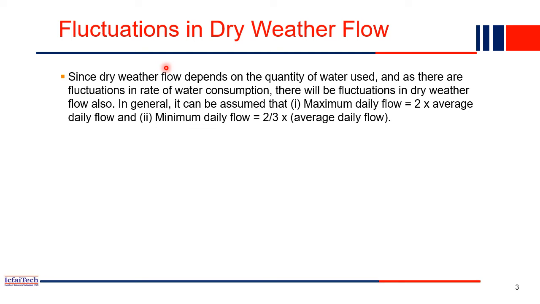The similar thing happens in the fluctuation in the dry weather flow also. The wastewater also is not produced at a constant rate across the day or across the month or across the year, so it will have a variation also. Since the dry weather flow depends on the quantity of water used, as there is fluctuation in the rate of water consumption, there is fluctuation in the dry weather flow also. So in general, you can assume that the maximum daily flow could be 2 multiplied by the average daily flow.